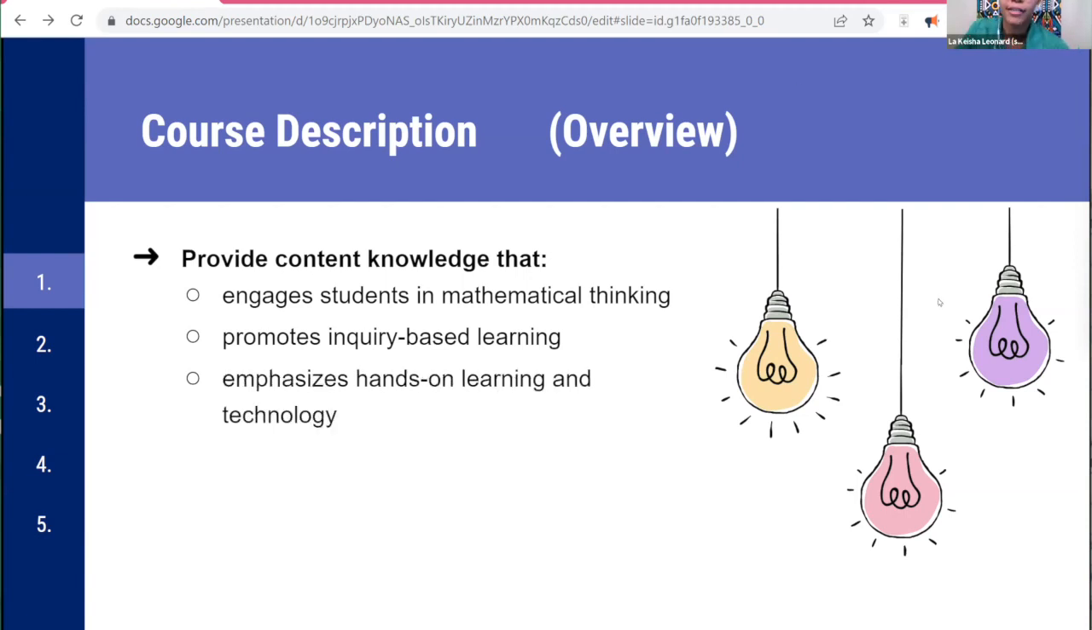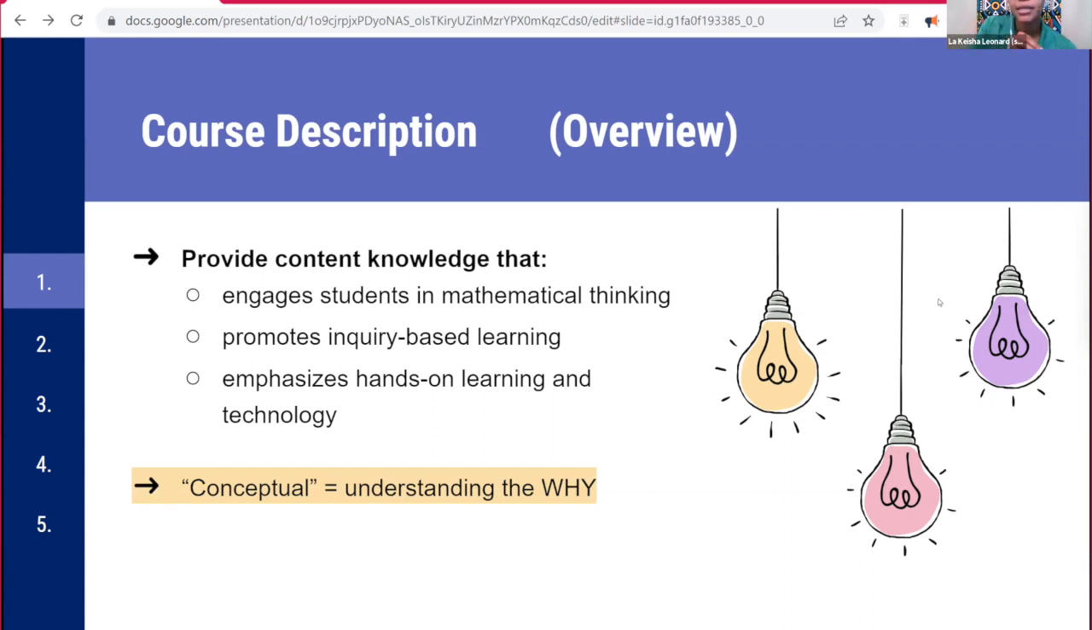Okay. One of the things in the course that definitely has to be discussed is what conceptual means. And so the simplest way that we describe it is it's understanding the why. So that's kind of our working definition of what conceptual is. And through all of the versions of this course, that has been very evident for students.